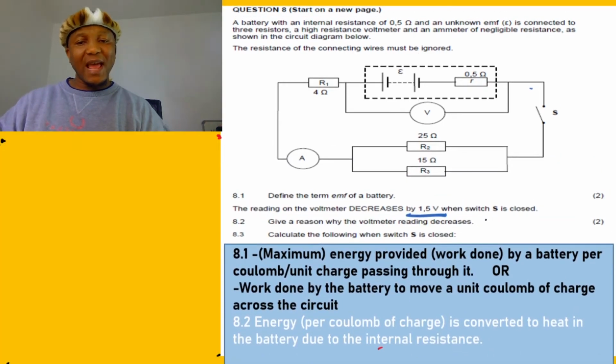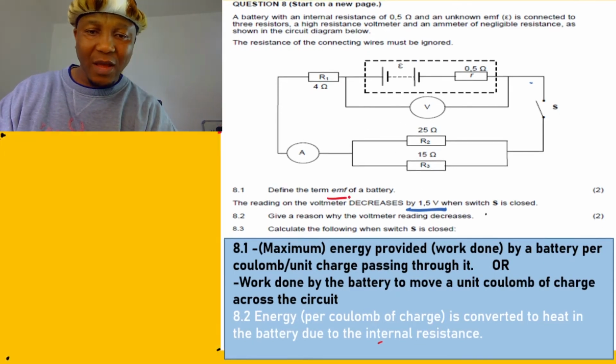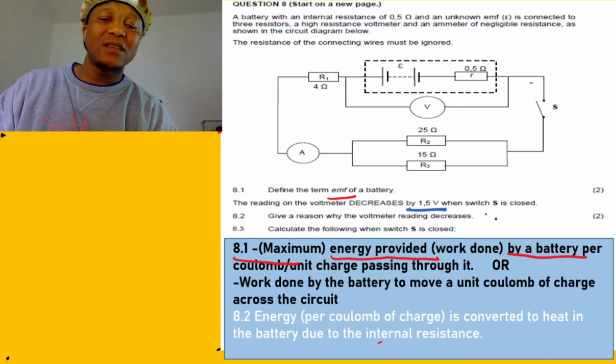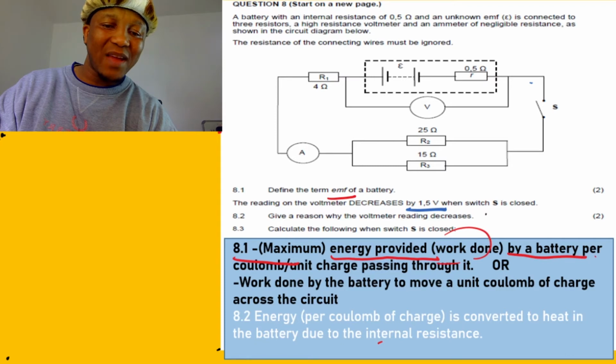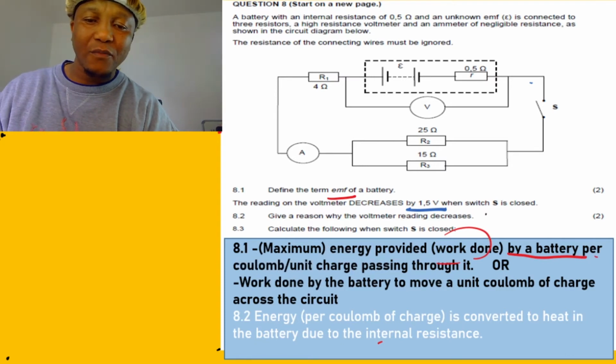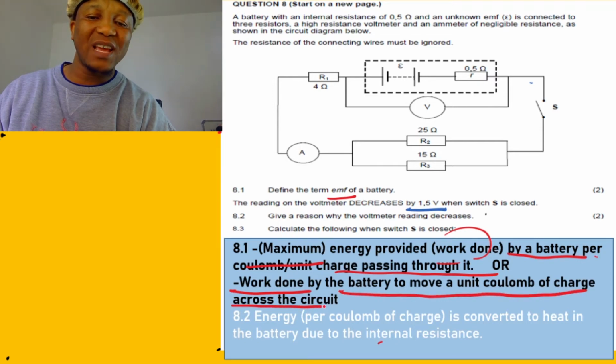So you can simply read that. For 8.1 it was: define EMF. This is the definition: EMF is the maximum energy provided by a battery. Or if you don't want to say maximum energy, you can say the work done provided by a battery per coulomb unit charge passing through it. Or you can say the work done by a battery that moves a unit coulomb of charge across the circuit.